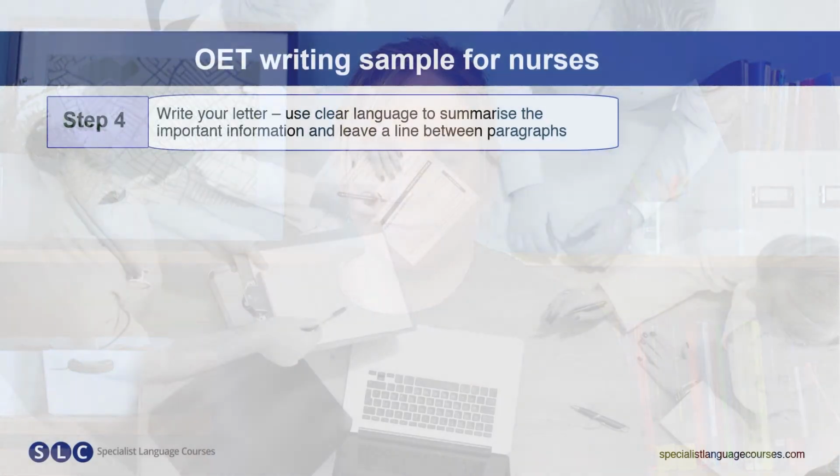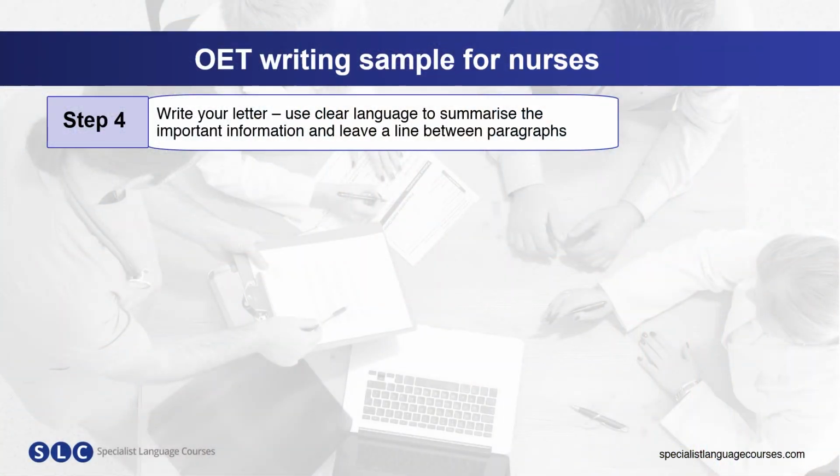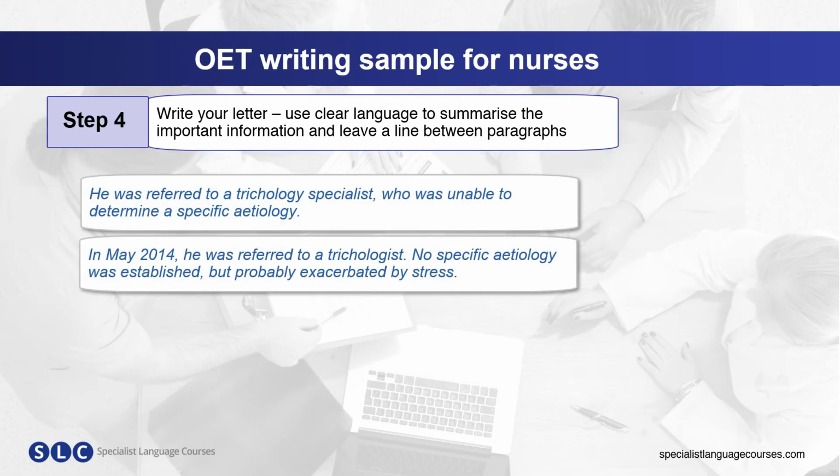Now that you have your plan, you move on to step 4. Write your letter. Make sure you use clear language to summarize the important information and leave a line between paragraphs. To summarize effectively and avoid including too much detail, focus on the outcome. Which of these two sentences is more effective?